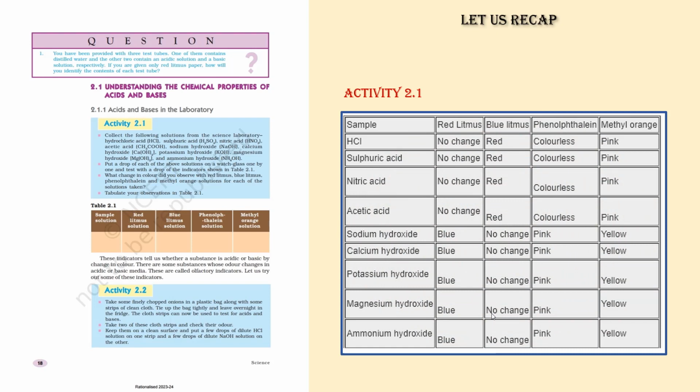You have been given samples of substances you can see here on the left hand column, like hydrochloric acid, sulfuric acid, nitric acid, acetic acid, sodium hydroxide, calcium hydroxide, potassium hydroxide, magnesium hydroxide and ammonium hydroxide. If I read out the names, it's either acid or it's hydroxide. It's very simple to understand that when it's called acid, it's acidic in nature. When it's a hydroxide, it must be basic in nature.